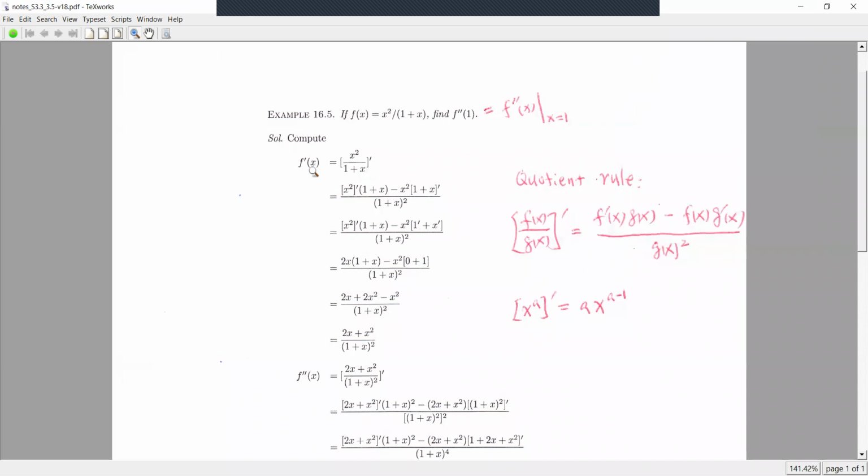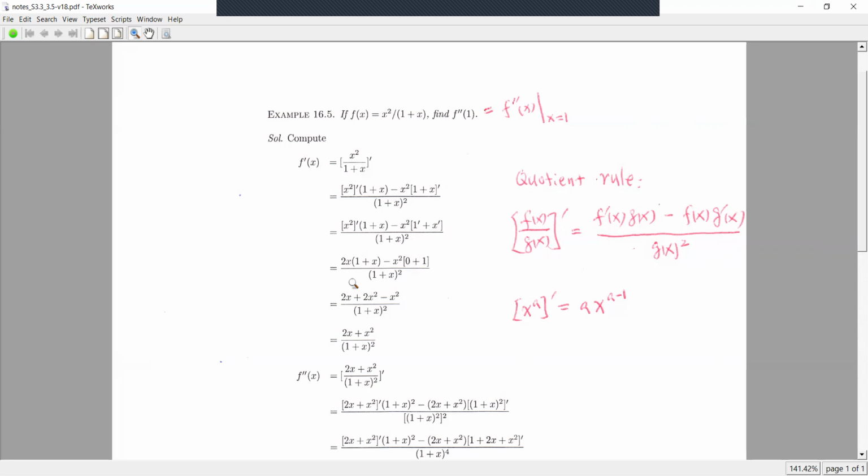Take derivative on the function f. Function f is a quotient, so we apply the quotient rule to this derivative, and we have this equation. Apply summation rule here, then we have this equation. Derivative of x squared is 2x. Derivative of 1 is 0. And derivative of x is 1. This is the result of derivative of function f.